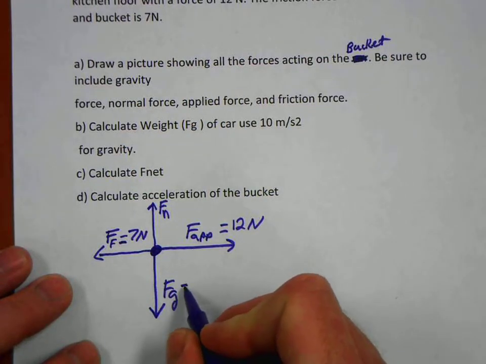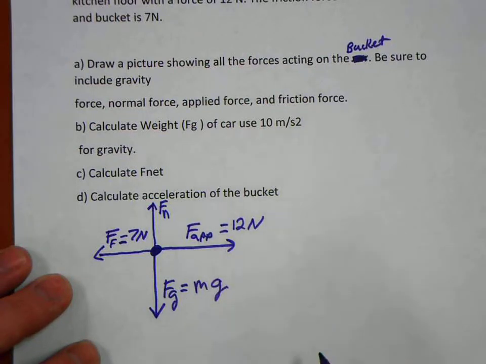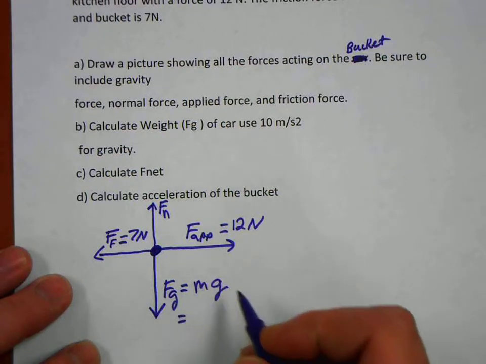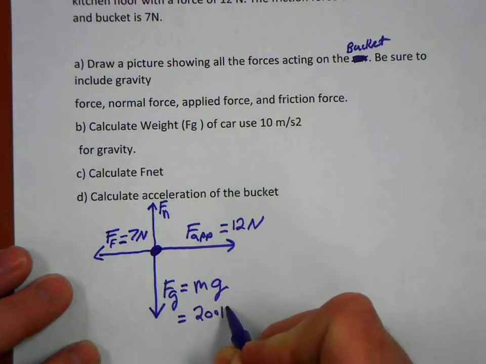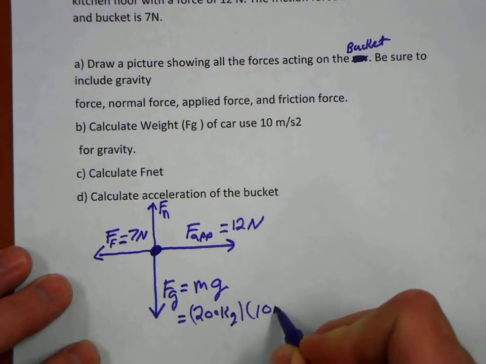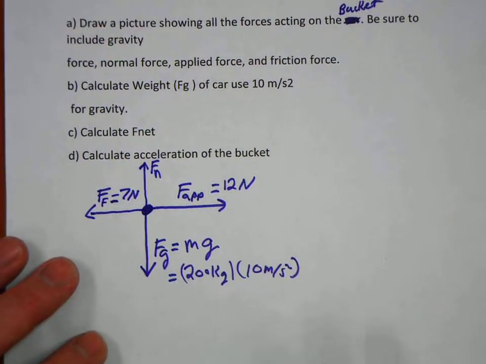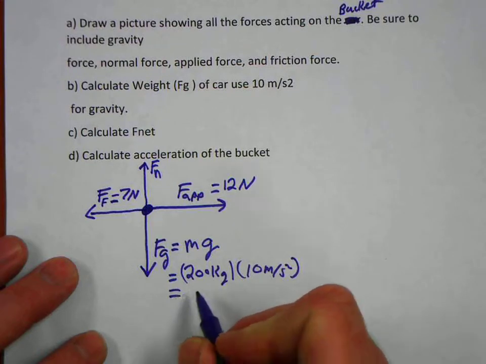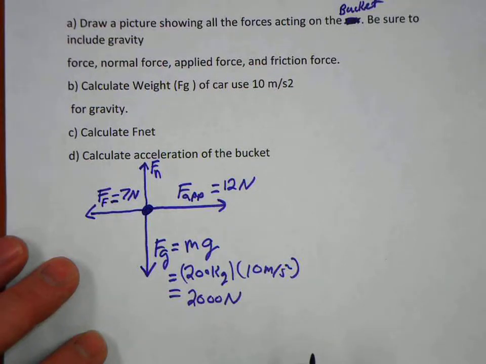We know that weight is equal to mass times gravity. So in this particular instance, we've got 200 kilograms, and we're going to use 10 to keep it easy, meters per second squared for our force of gravity. So this is going to give us a total force of 2,000 newtons. That's going to be the weight of this bucket of Captain Crunch.